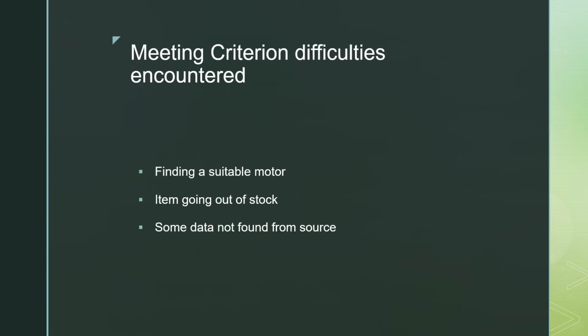Now, when we were making our bill of materials, we did encounter some difficulties. One thing was quite a bit of time was spent looking for a motor that was suitable for the one that we used in our calculations, but eventually we managed to find the perfect one. Another problem we had was an item we had found had run out of stock, so we had to find an alternative replacement. And another problem was that some specifications weren't available from the data given to us from the websites, but we mentioned this in our bill of materials.